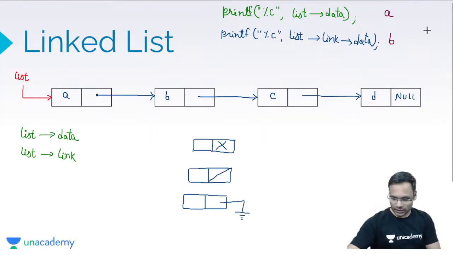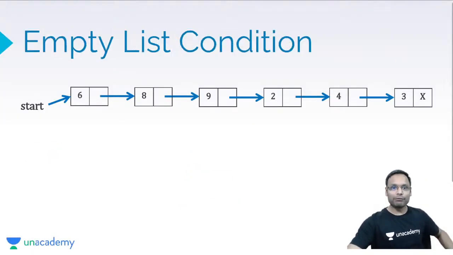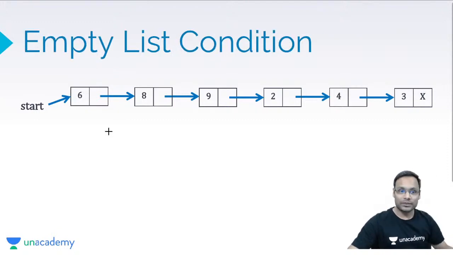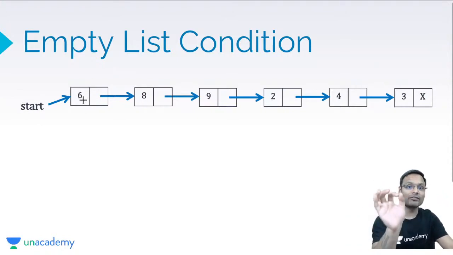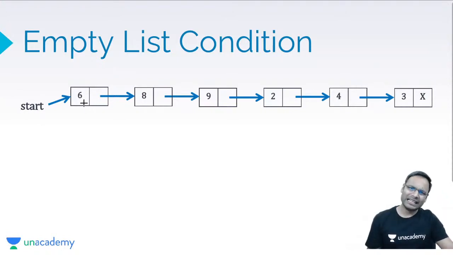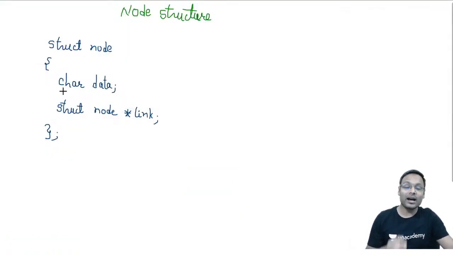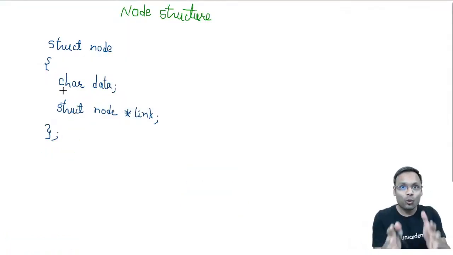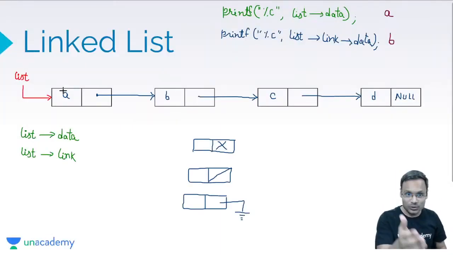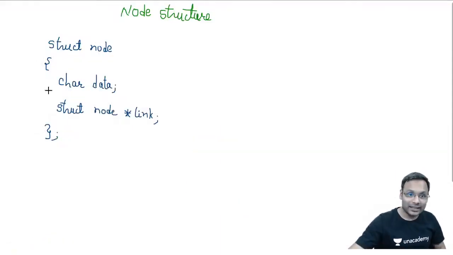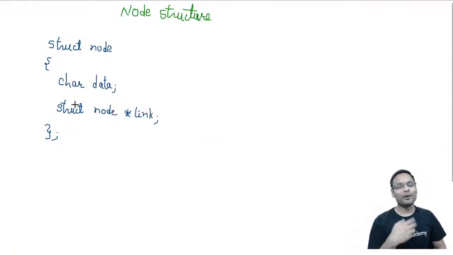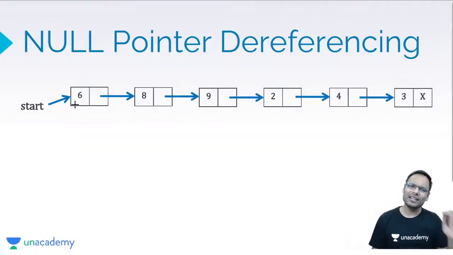What are those things? Suppose the list is empty. Suppose this is a list. You can see a list. There is a list pointer. I have named it start. Start is pointing to a node which is having integer value 6. सर इंटीजर कैसे? अभी तो आपने कैरेक्टर बताया. अरे, if I want to store characters in the linked list like this way, I can have character type of data. If I want to have an integer linked list, I can have integer type of data.